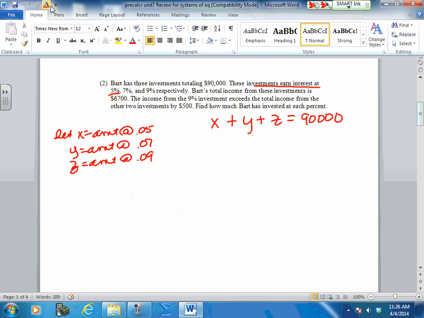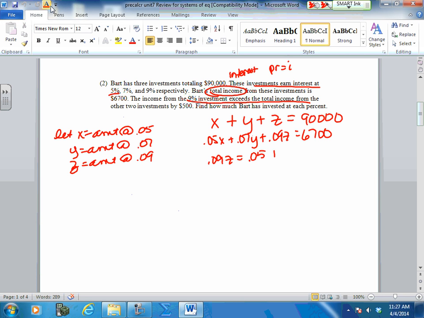His interest earned is 5, 7, and 9%. So his total income from his interest, remember principal times rate equals your simple interest, is 6,700. So 0.05x plus 0.07y plus 0.09z is 6,700. And then we have to find one more. Again, the 9% exceeded the total from the other 2, just like the last one. 0.09z exceeded the other 2's interest by 500, so we have to add 500 to that side.